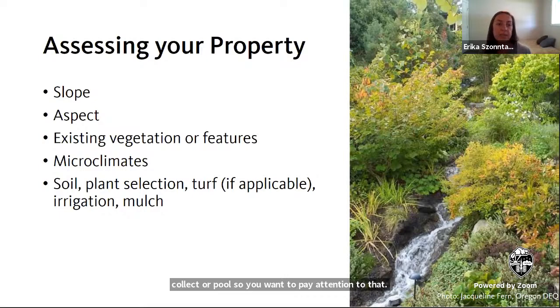You want to pay attention to existing vegetation or features as well, and some of the microclimates that can come with those features, and some of the microclimates that can come with certain aspects.